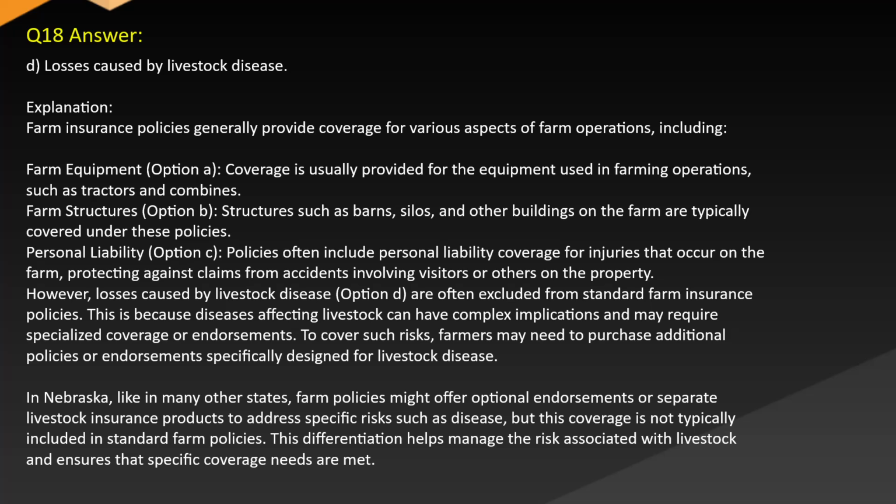However, losses caused by livestock disease, option D, are often excluded from standard farm insurance policies. This is because diseases affecting livestock can have complex implications and may require specialized coverage or endorsements. To cover such risks, farmers may need to purchase additional policies or endorsements specifically designed for livestock disease. In Nebraska, like in many other states, farm policies might offer optional endorsements or separate livestock insurance products to address specific risks such as disease, but this coverage is not typically included in standard farm policies. This differentiation helps manage the risk associated with livestock and ensures that specific coverage needs are met.